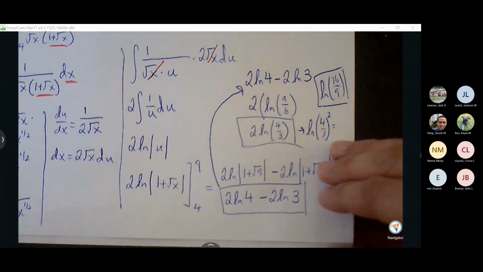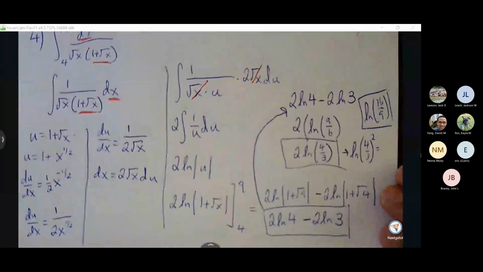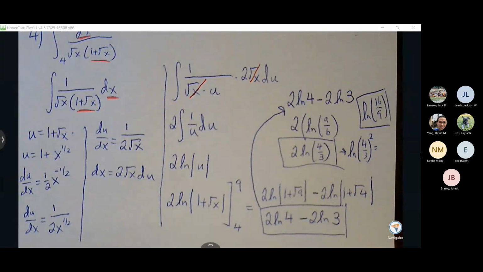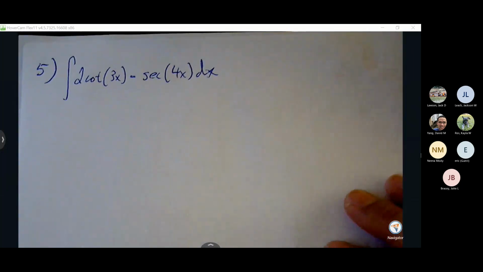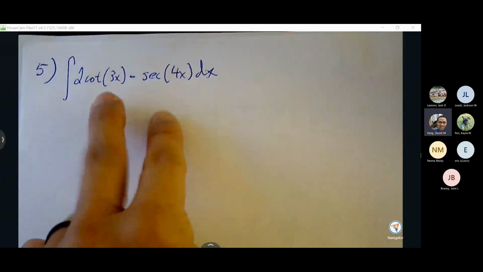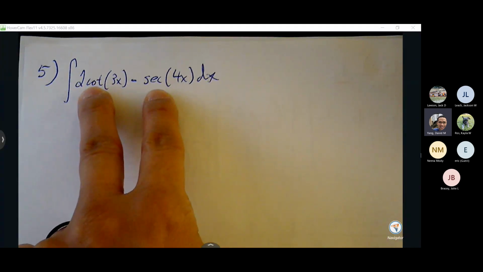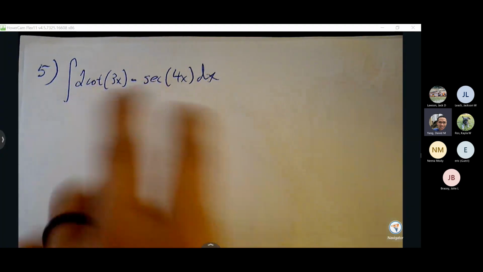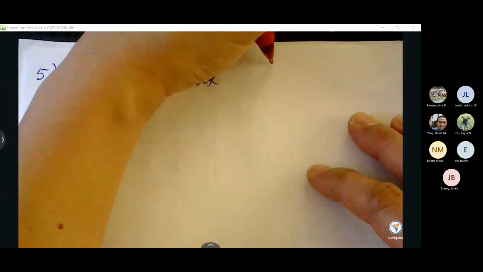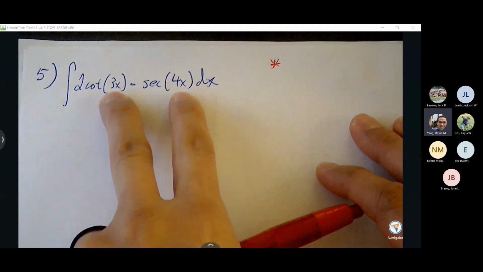All right, number 5. Right, so cotangent and secant, hopefully we're able to recognize these as two of the newer trig rules. These are not part of the original 6 trig integrals. Cotangent and secant, they both are among the four new ones that involve natural logs. So let me write those rules to the side. And that 3x and 4x is going to force us to go through a little bit of u substitution.